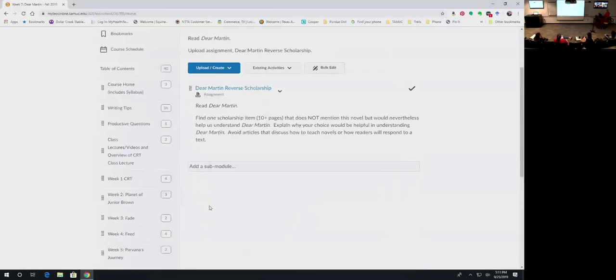It's a longish novel, though. I mean, turn in the bibliography or whatever. You have to turn this in, where you explain your choice, why your choice would be helpful in understanding Dear Martin. Yeah, always be sure to read the instructions. It takes time to read instructions though, and it takes me zero work to go, zero.